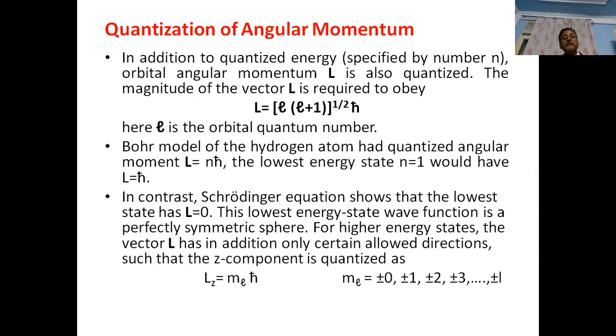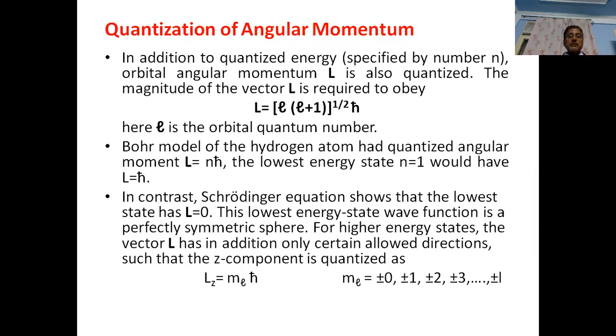The magnitude of the orbital angular momentum vector can only have possible values given by L is equal to under root l into l plus 1 h cross. Here l is the orbital quantum number. For example, if l is equal to 1, then L will be root of 1 into 1 plus 1, that is root 2 h cross. Next, if you take l is equal to 2, then 2 into 2 plus 1, that is 2 into 3, root 6 h cross will be the next possible value of the angular momentum. So the magnitude of the angular momentum is quantized.